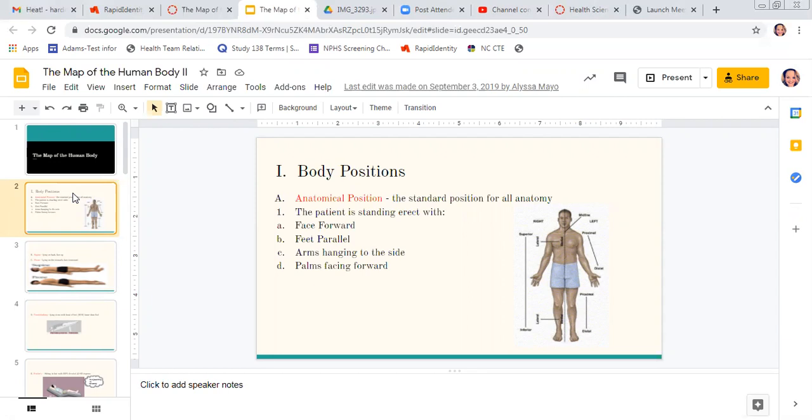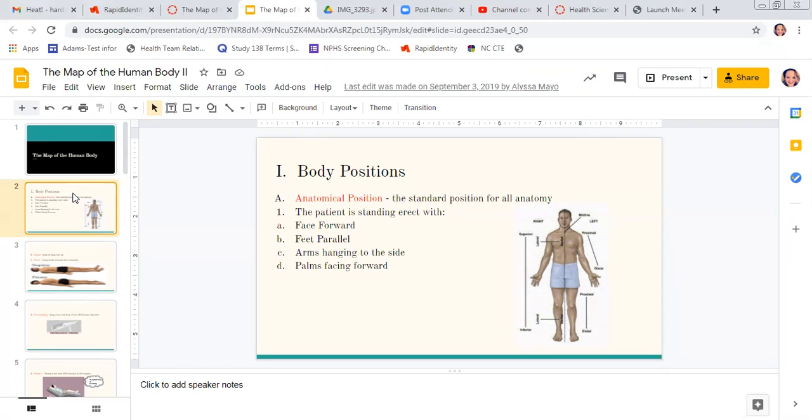The anatomical position is the position that you see the person here on the right side of your screen. The patient is standing tall with their face forward. Their feet are parallel, shoulder width apart. Their arms are hanging to the side and their palms must face forward.